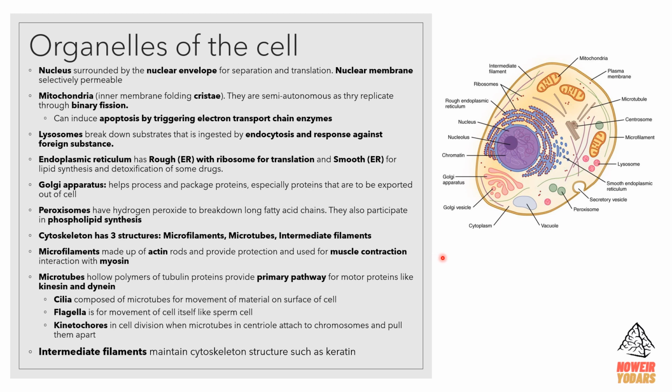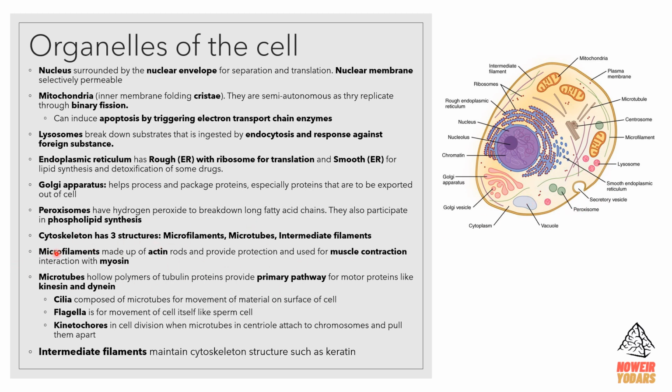Then we have something called peroxisomes. So they have hydrogen peroxide. The way you can remember it is hydrogen peroxide, peroxisomes. They break down fatty acid chains and participate in phospholipid synthesis. So peroxisomes, how do you remember its functions? It has two functions. Peroxisomes participate in phospholipid synthesis, so PMP again, and they break down long fatty acid chains.